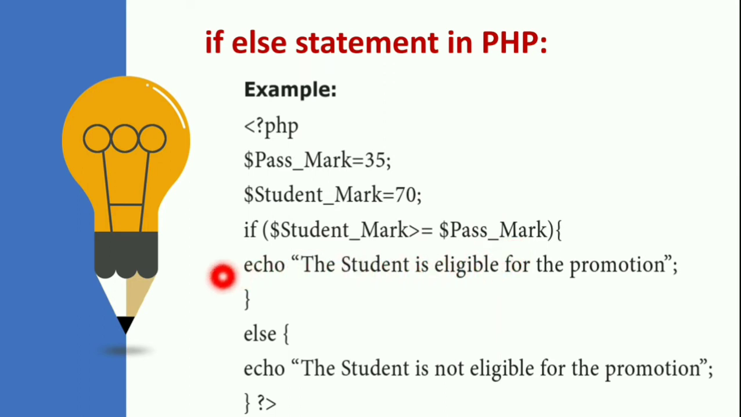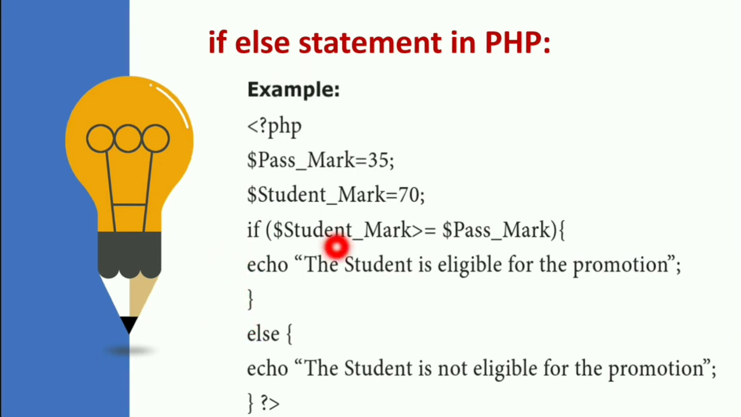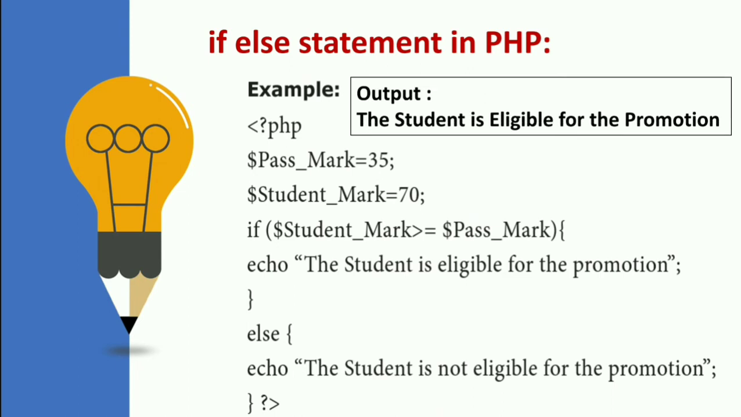So we have to execute only the if block. You need not read the else block at all. Either if or else, you have to select only one statement, not both. Since the condition is true, we have selected the if block. Otherwise, we will select the else block. So here the output is: the student is eligible for promotion. That is what is given in this echo statement.